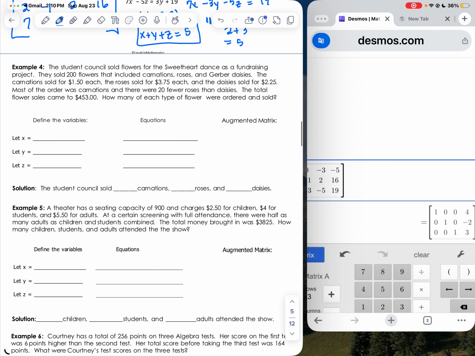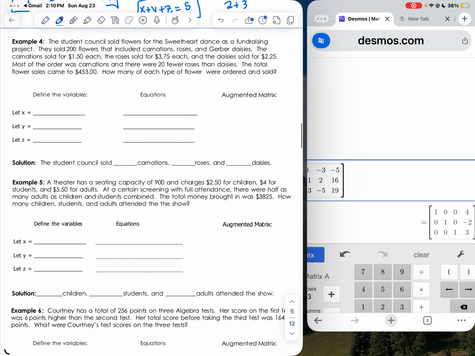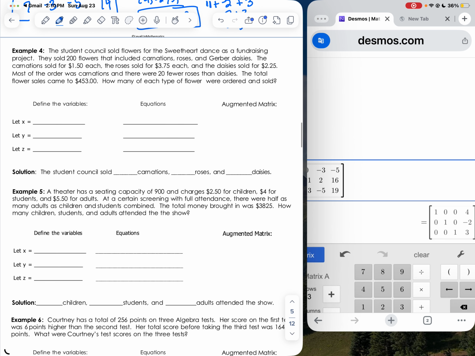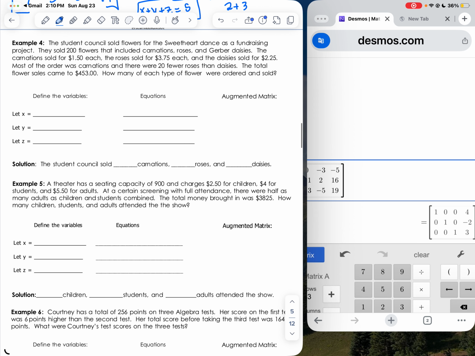All right, now let's get into some real-world problems. In example 4, it says the student council sold flowers for the Sweetheart Dance as a fundraising project. They sold 200 flowers that included carnations, roses, and Gerber daisies. The carnations sold for $1.50 each. The roses sold for $3.75 each. The daisies sold for $2.25 each. Most of the order was carnations, and there were 20 fewer roses than daisies. The total flower sales came to $453. How many of each type of flower was ordered and sold?